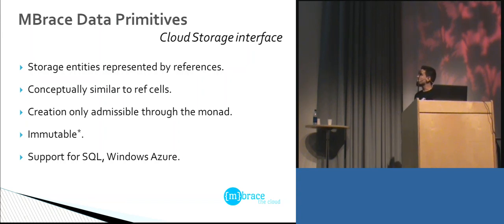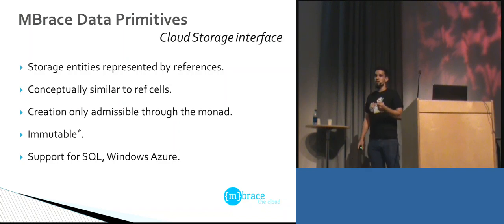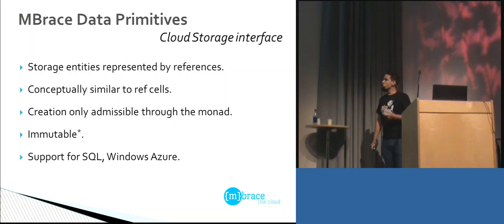We do this in the programming model by using references to data entities, which conceptually are similar to reference cells found in ML-like languages. But they're immutable, so you can only create them. You can't really update them or remove them in most cases. And creation is only admissible through the monad, because defining a new data entity in the cloud storage entails a scheduling decision. We offer support for pluggable storage interfaces, and we currently offer support for SQL and the Windows Azure blob storage.